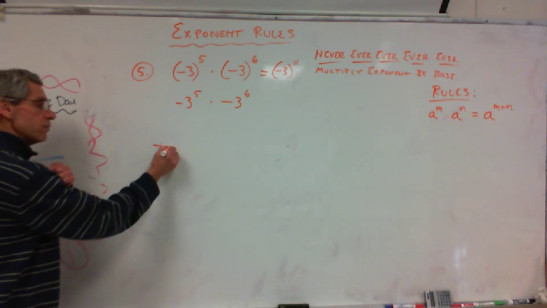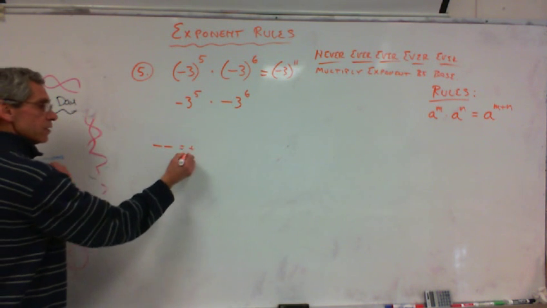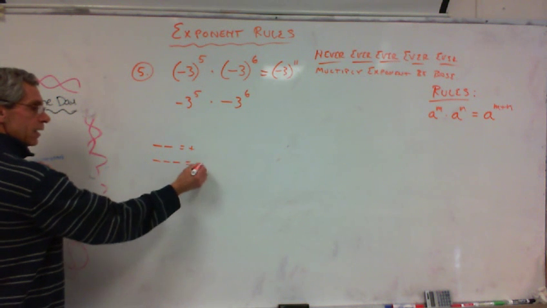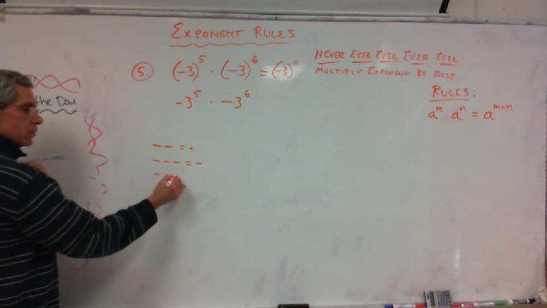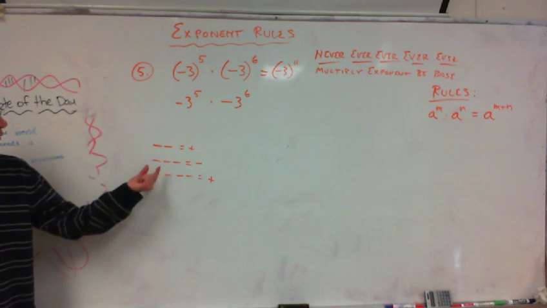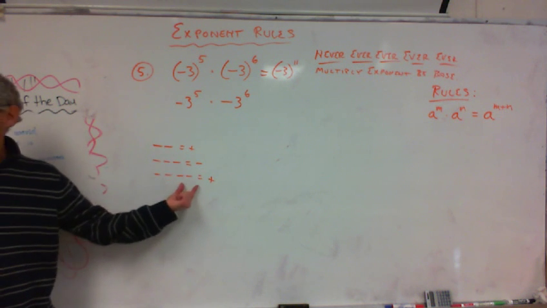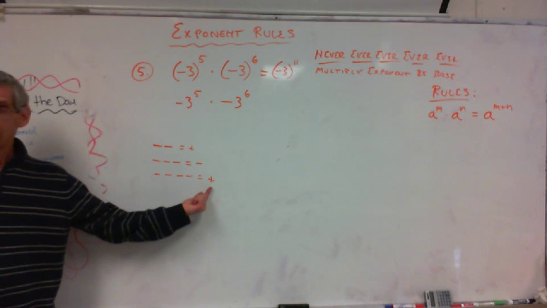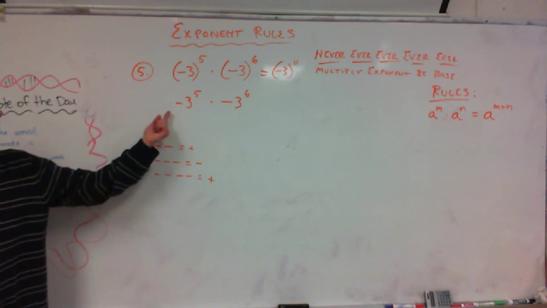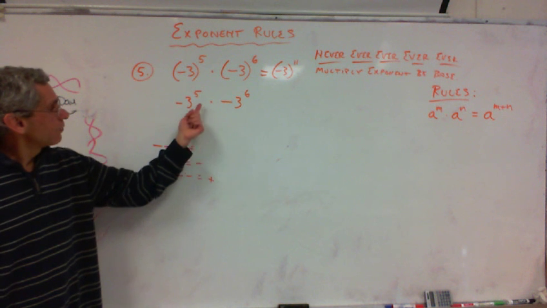negative times negative is a positive. Negative times negative times negative is a negative. Negative times negative times negative times negative is a positive. Okay, look at that. When you have an even number of negatives being multiplied together, they turn into a positive, right? An even number. Oh, so it'd be positive. I have an even number. I have 11 negative times negative.